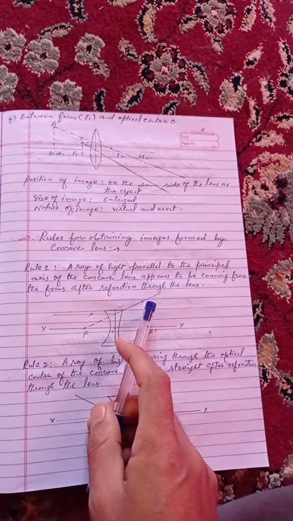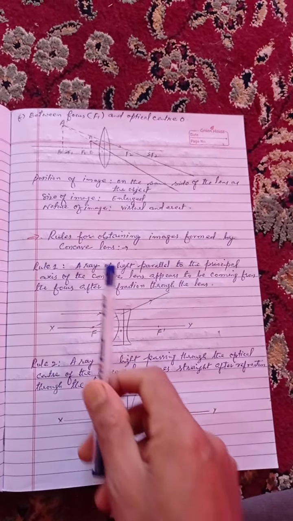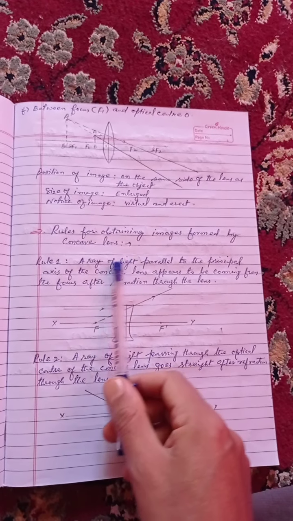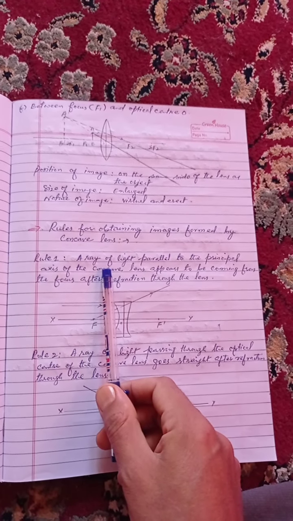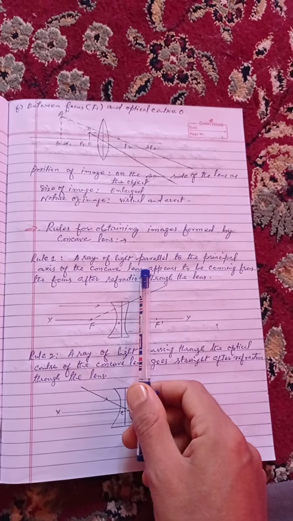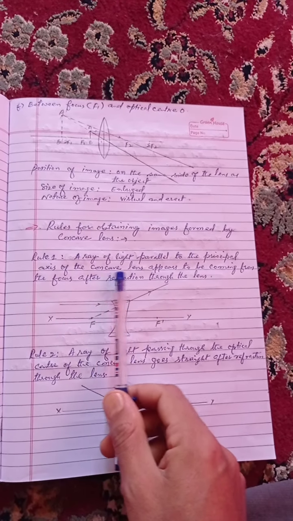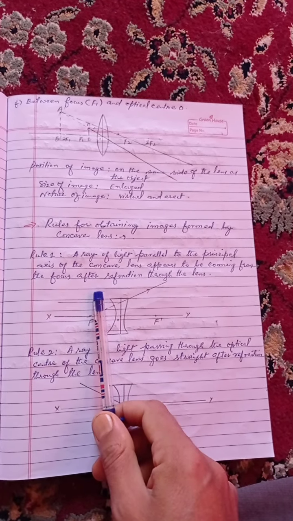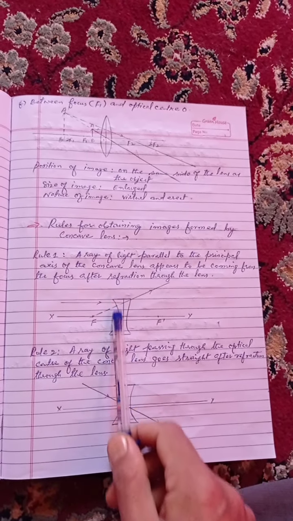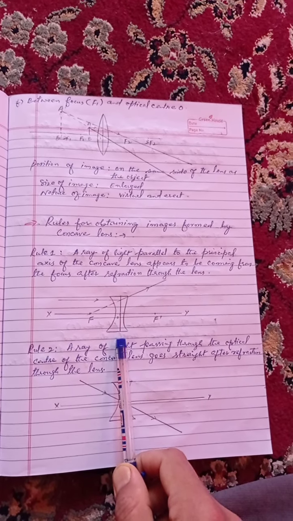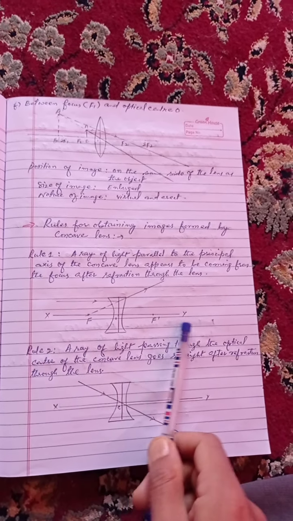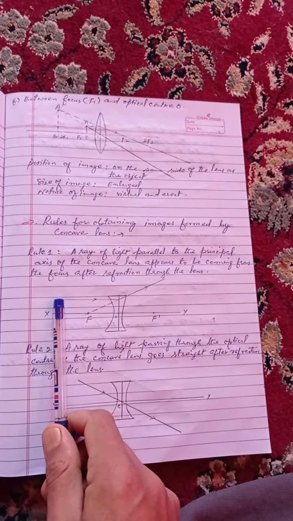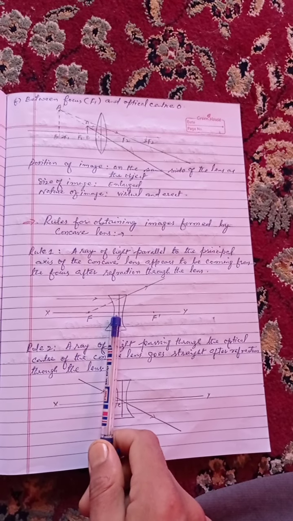Okay, now dear students, let's learn the rules for obtaining images formed by concave lenses. Rule number one says that in case of a concave lens, a ray of light parallel to the principal axis of the concave lens appears to be coming from the focus after refraction through the lens. This is here a concave lens. You got it here? So this XY is here the principal axis and this is the focus on the left as well as on the right side. And this is here a ray of light which is passing parallel to this principal axis.